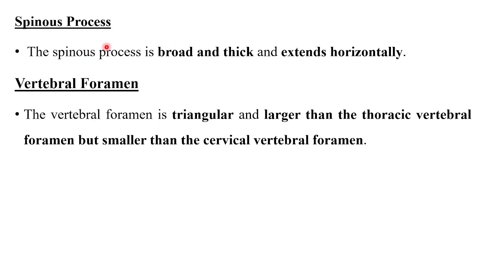Coming to the spinous process, it is broad and thick and extends horizontally. The vertebral foramen is triangular and larger than the thoracic vertebral foramen but smaller than the cervical vertebral foramen. So the main feature of the vertebral foramen is that it is triangular in shape, larger than the thoracic spine's but smaller than the cervical spine's in diameter.